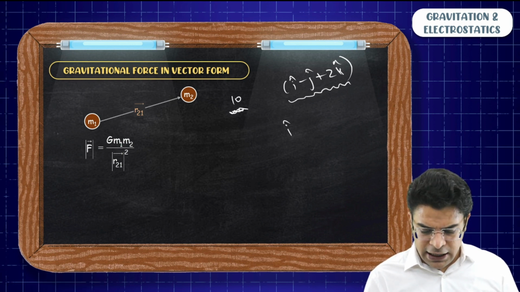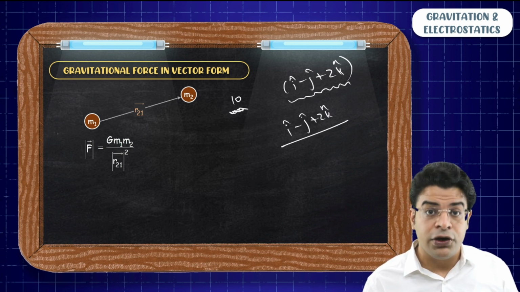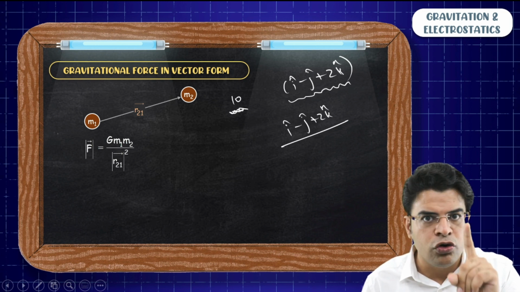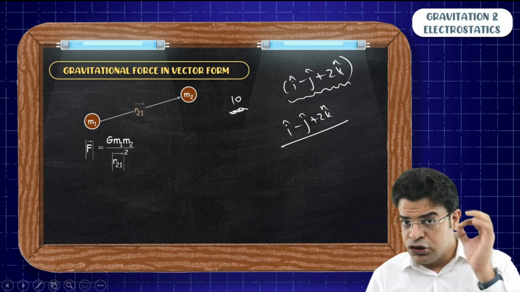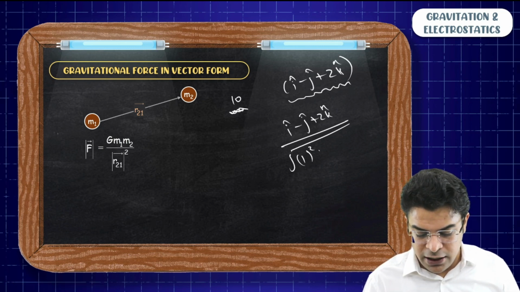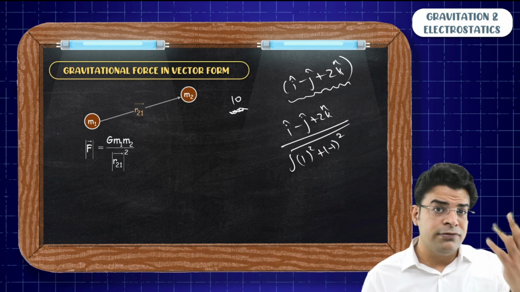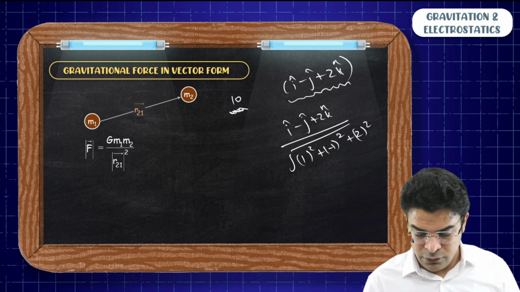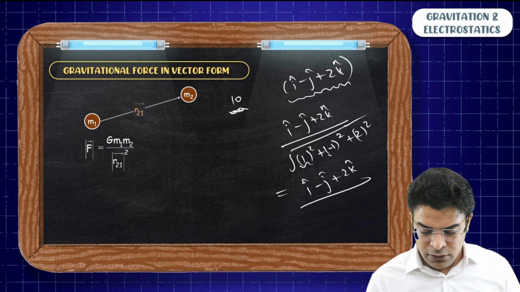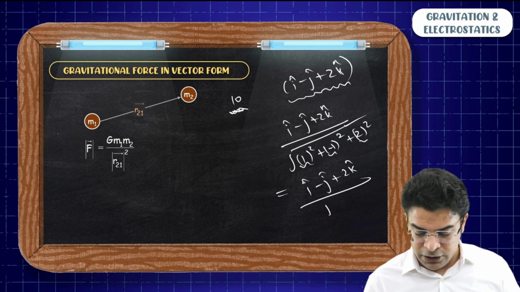I will write i cap minus j cap plus 2k cap and divide it by its own magnitude. The magnitude of ai cap plus bj cap plus ck cap is given by under root of a square plus b square plus c square. So the magnitude of i cap minus j cap plus 2k cap will be under root of 1 square plus (minus 1) square plus 2 square. So this gives you i cap minus j cap plus 2k cap divided by under root of 1 plus 1 plus 4, that becomes root 6.